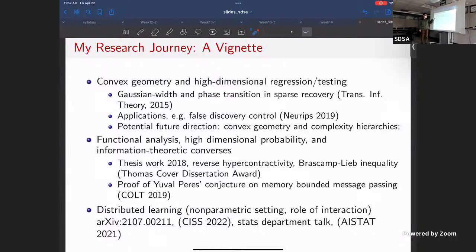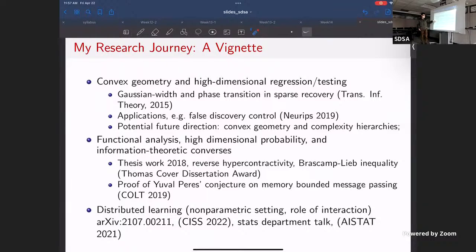And this type of high dimensional regression asymptotics can be used for some applications such as false discovery rate control or high dimensional confidence intervals. And there are also some potential future research directions related to this.